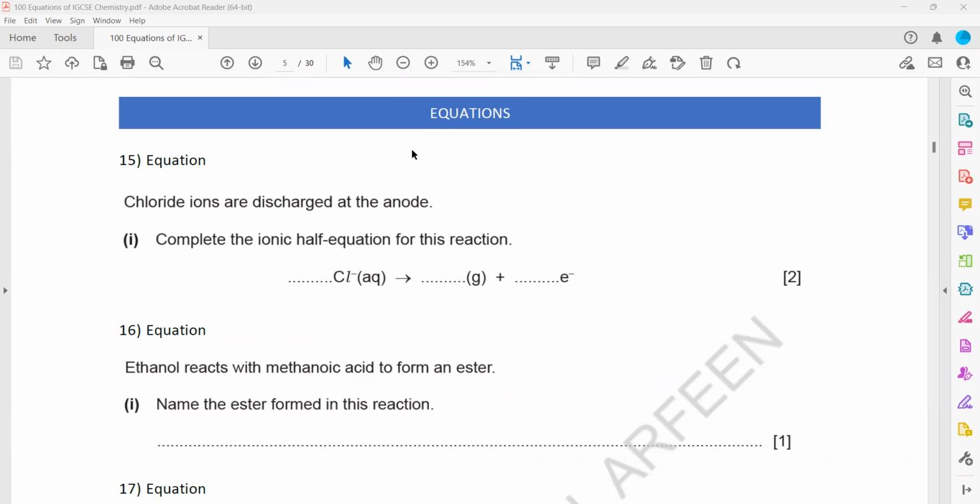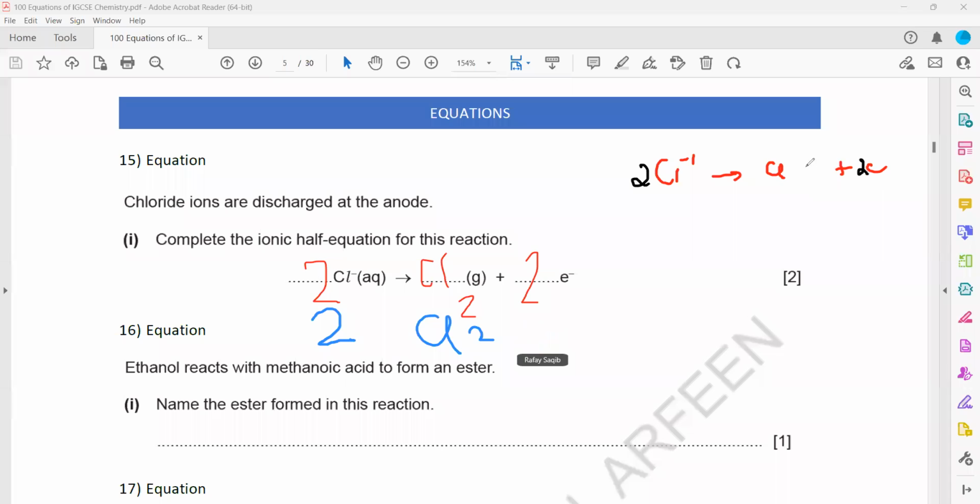Chloride ions are discharged at the anode. Ionic equation. So what happens? The chloride ion will lose an electron. For example, a chloride ion will turn into a chlorine atom by loss of 1 electron. But a non-metal cannot exist as an atom except group 8. So when 2 chloride ions are there, they will lose 2 electrons and form chlorine gas. This equation can be written in this way as well: 2Cl- - 2e- gives Cl2. These are the 2 same things. There is no difference. Here it is -2, on the other side it will go +2, so it won't make a difference. This is an ionic equation.